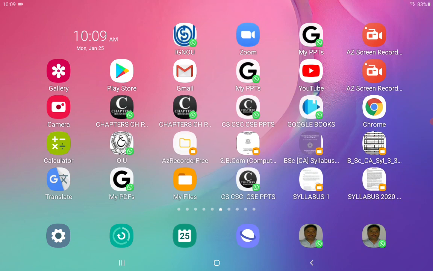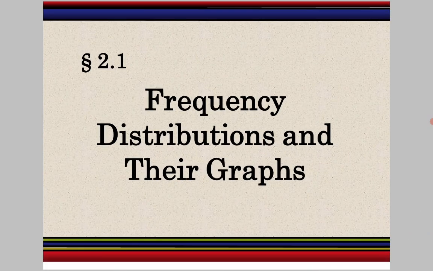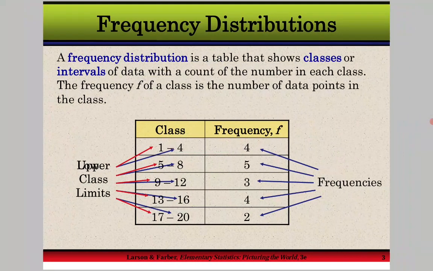So today we discuss frequency distributions and their graphs, various types of frequency distribution methods. A frequency distribution is a table that shows classes or intervals of data with a count of the number in each class. The frequency f of a class is the number of data points in the class.